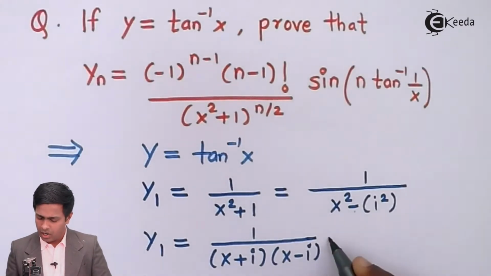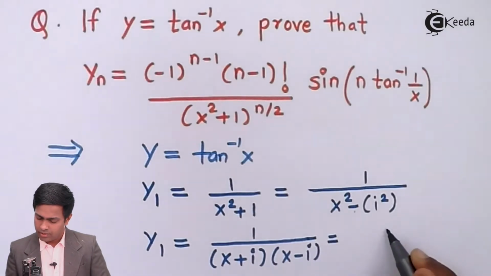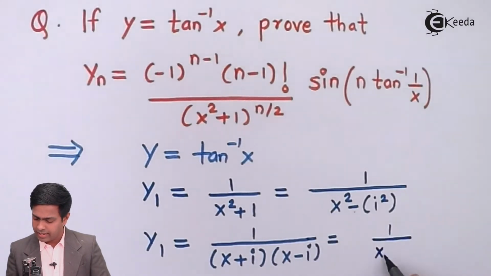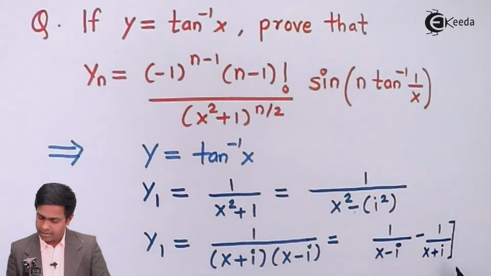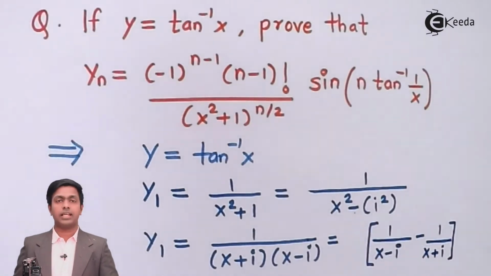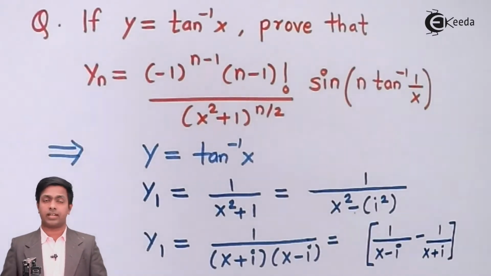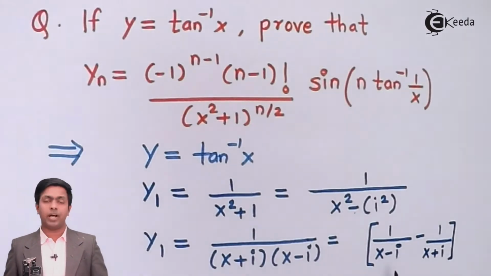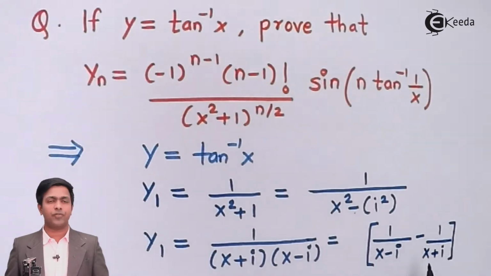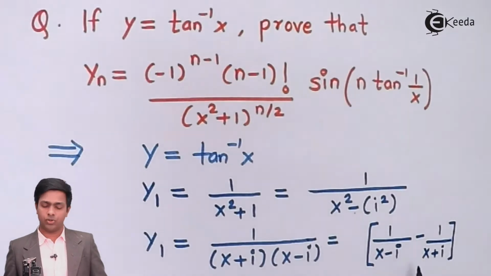So guys, how will we do it? Here I will write the factor x minus i minus 1 upon x plus i, and I'll give the bracket. Here I'm just assuming these factors. Now we'll be doing the adjustment. Whenever we take any partial fraction, and after getting it we find the LCM of those fractions, we get the original fraction back. So if I find the LCM of this, I should get this factor back.